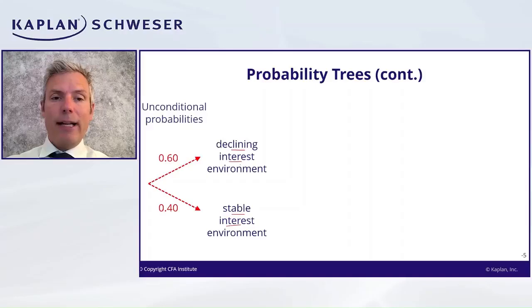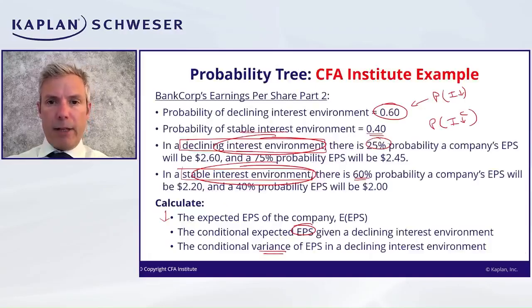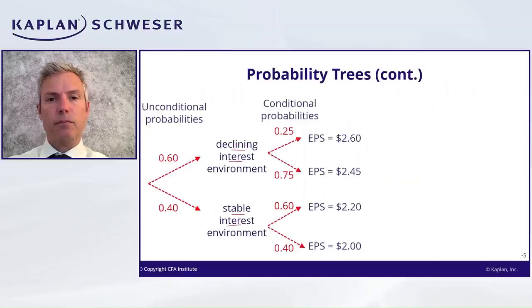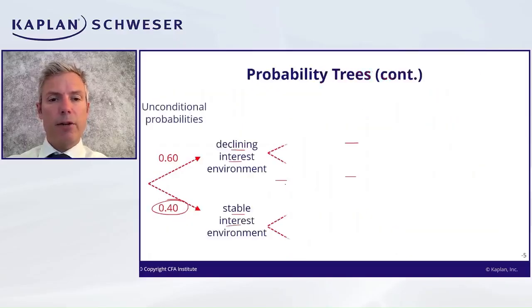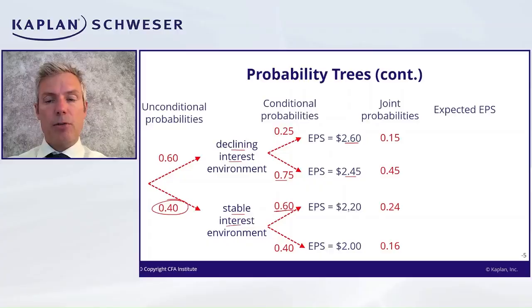We're told that in a declining interest rate environment, there's a 25% chance the EPS is 2.60, and a 75% chance the EPS is 2.45. So we can draw that on the tree like this. And then there's a 0.4 chance that the interest rates are stable. In that world, there's a 60% chance EPS is 2.20, and a 40% chance EPS is $2.